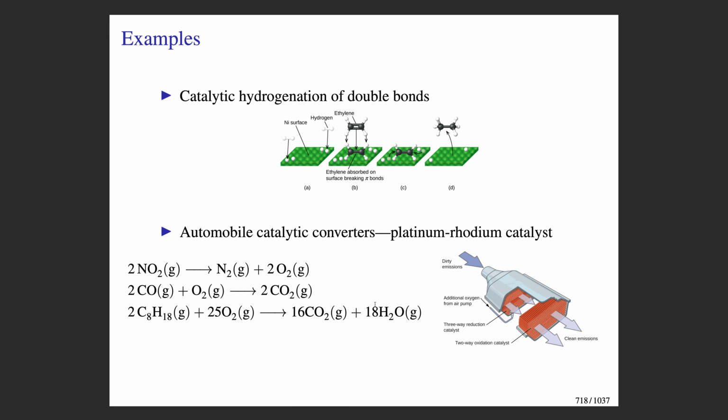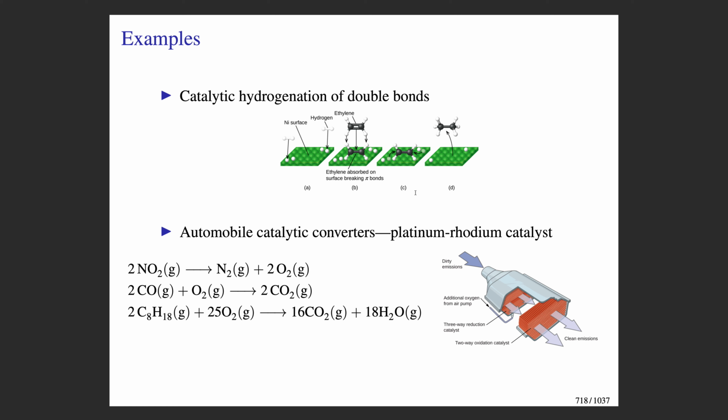And so here's an example of a nickel surface that's a catalyst for the combination of hydrogen and ethylene to produce ethane. So the hydrogens become absorbed on the surface, then the ethylene absorbs on the surface, the hydrogen atoms react with the ethylene at the surface, then the product is released. And of course, the binding site on the nickel surface is then recycled and can be used again and again.